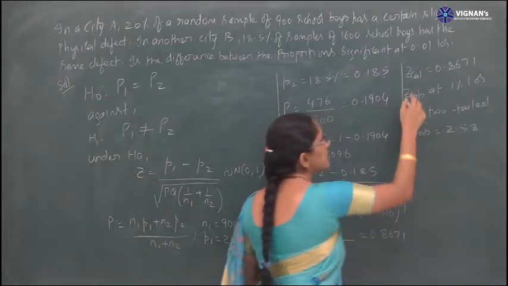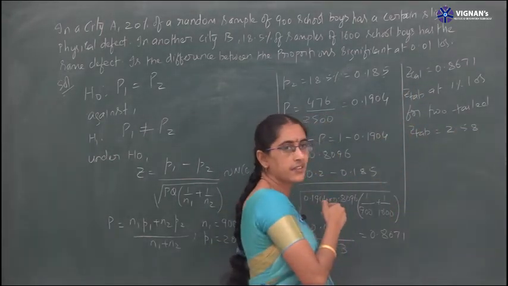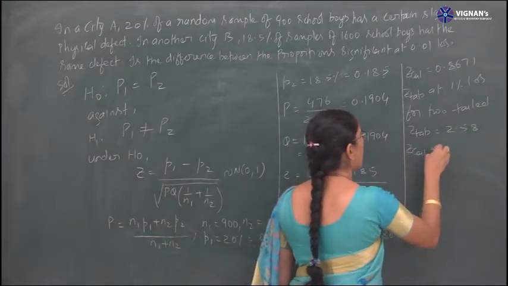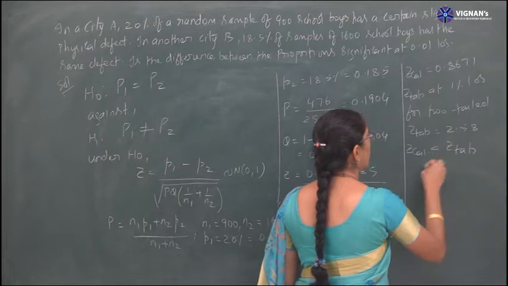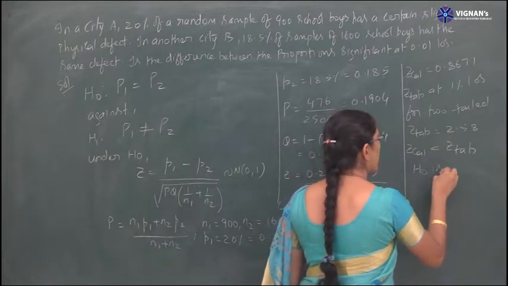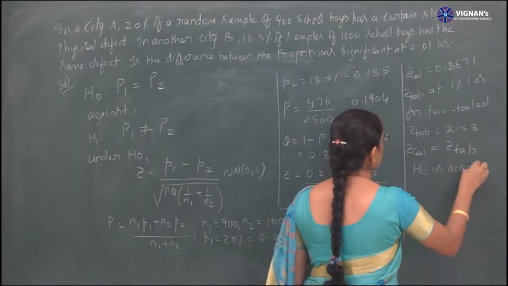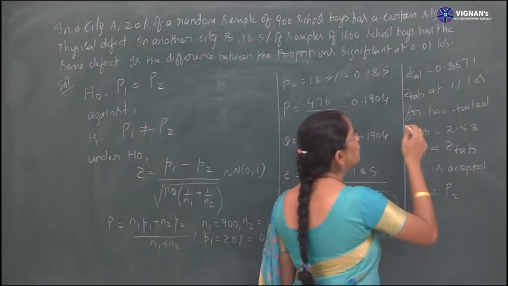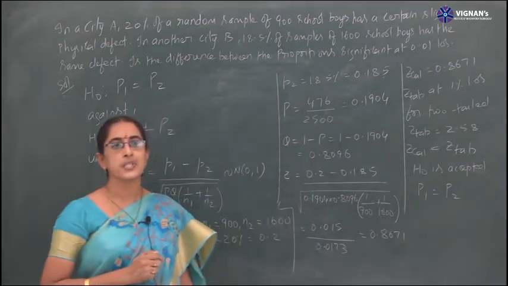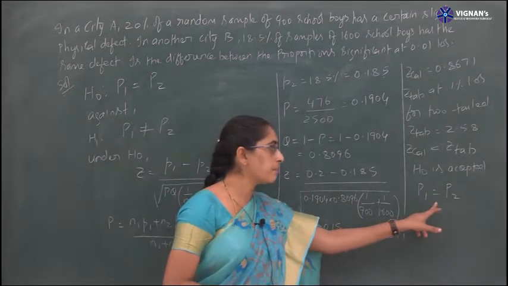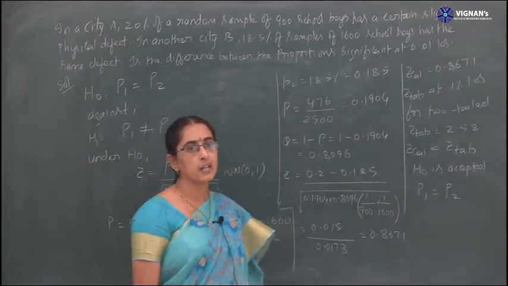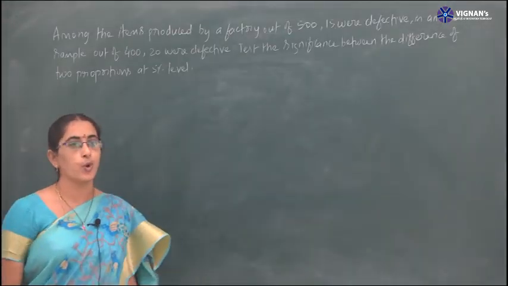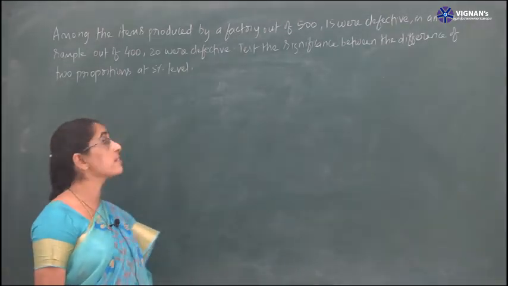Okay, so that means here Z calculated is 0.8671 and Z tabulated is 2.58. So the Z calculated value is less than the Z tabulated value. So H0 is accepted. H0 is accepted means here there is no significant difference between the proportion of physical defects among the two cities, right? So that means capital P1 is equal to capital P2. H0 is accepted here. Now let us see the last problem in this difference of proportions.